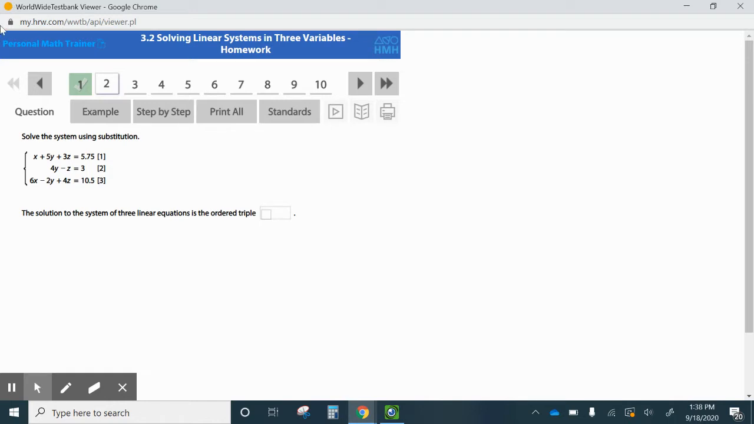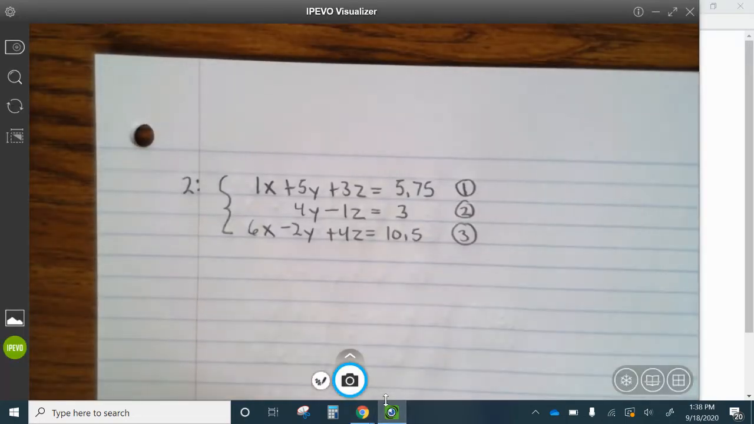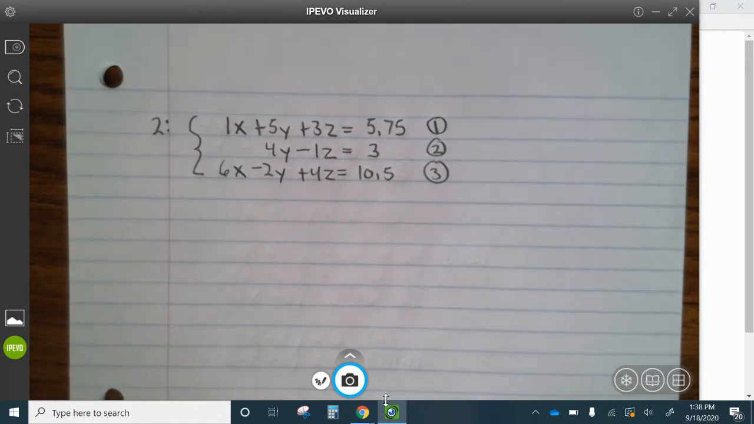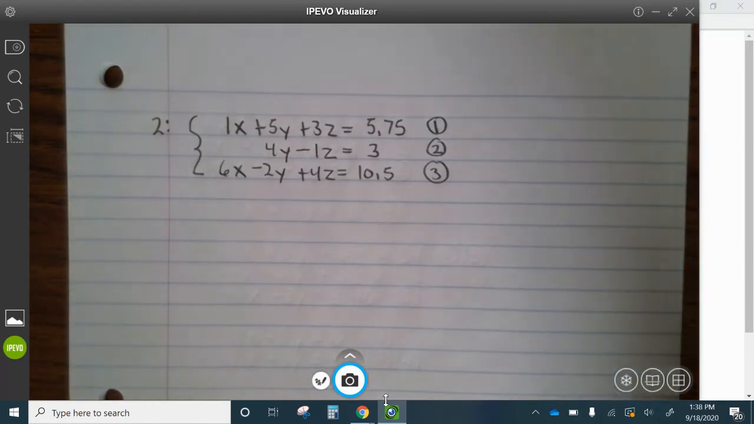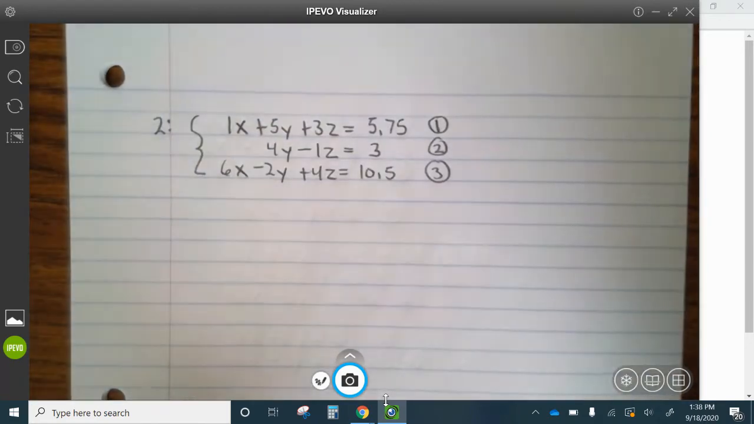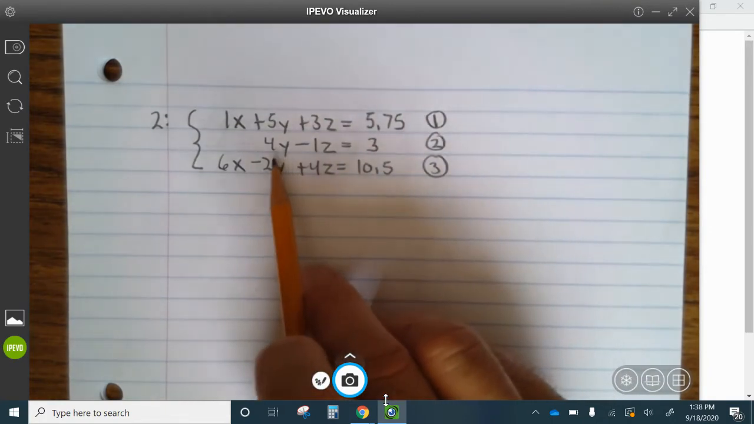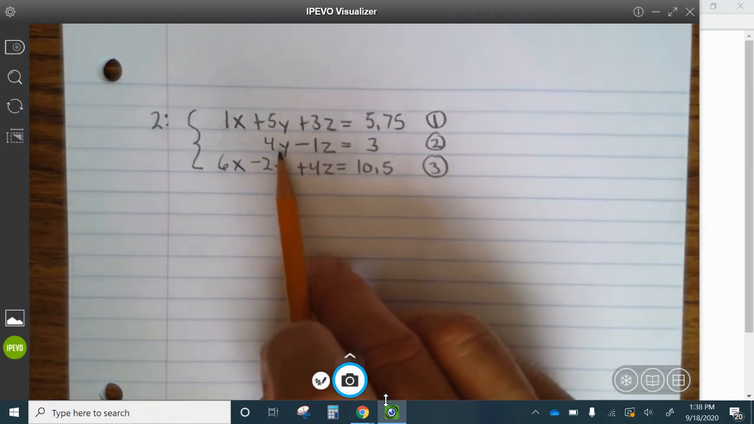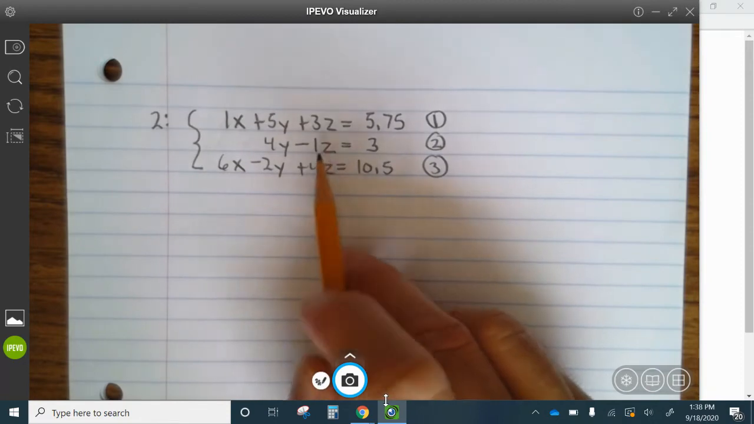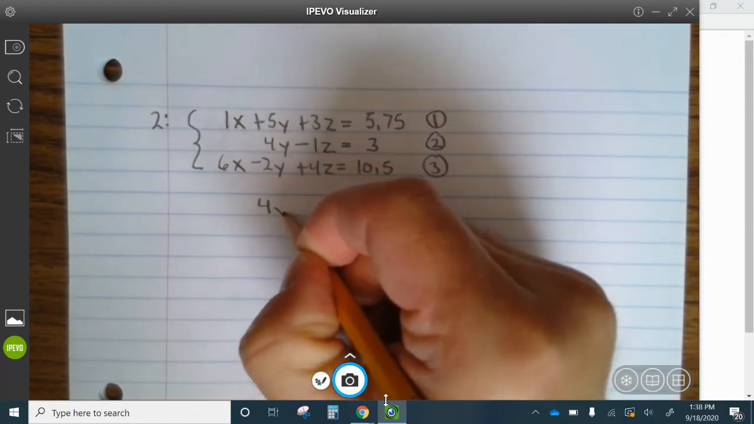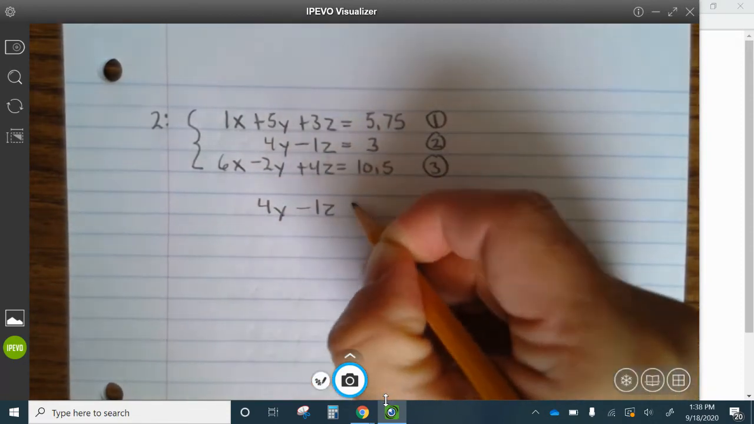We're not going to use substitution, and I think what they mean by elimination is basically what we did in problem number 1. So if they say substitution elimination, we're just going to do elimination. Here they've made this problem easier for us in that they already have an equation with just 2 variables. So that's 4y minus 1z equals 3, and that's going to be equation 4.